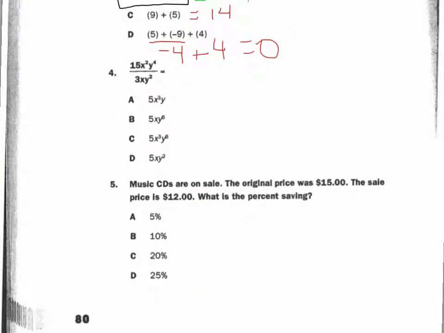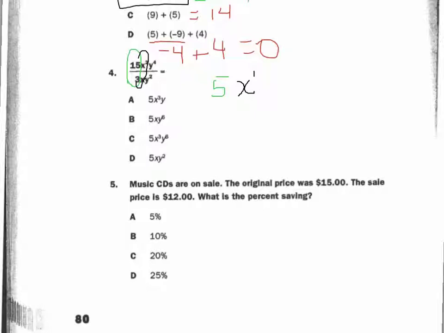Okay, so question number 4 is about simplifying rational expressions. So what I always do is work with my numbers first. 15 over 3 is 5. That doesn't help me, they all have a 5. Then let's look at the next number, the x's. So who's bigger, top or bottom? The top. The top is an x squared, the bottom is an x, so the answer stays on top. And it's bigger by 1.